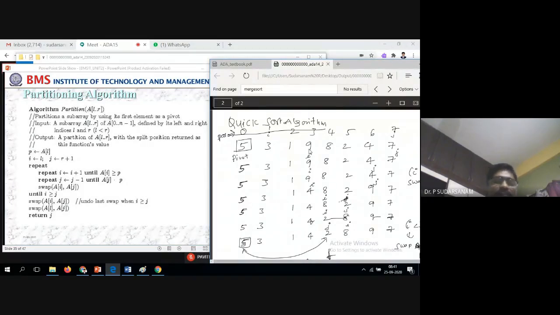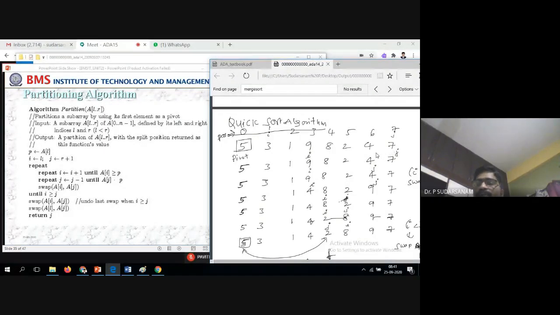Now repeat, j is equal to j minus 1. So a of j is less than or equal to p, the pivot element. That is nothing but the less than or equal to. Once you get it, till you get it: 7 is greater than 5, yes. 4 is greater than 5, no. So stop it. Till you get that condition, you have to stop it.